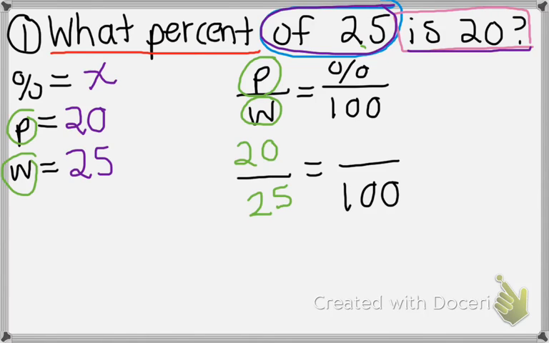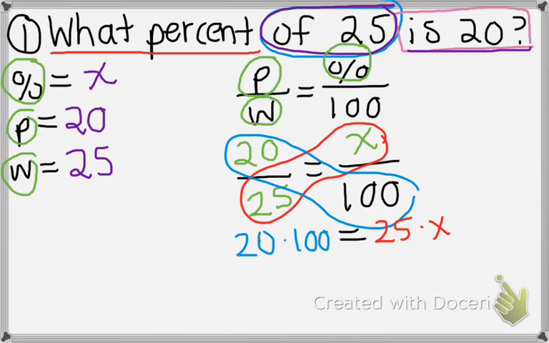Now the top right is the percent. And we labeled the percent as X because we don't know what the percent is. That's what we're trying to figure out. So I'm going to put X in the top right. Now what do we do? Cross multiply. When we did that, we cross multiplied and got 20 times 100 equals 25 times X.